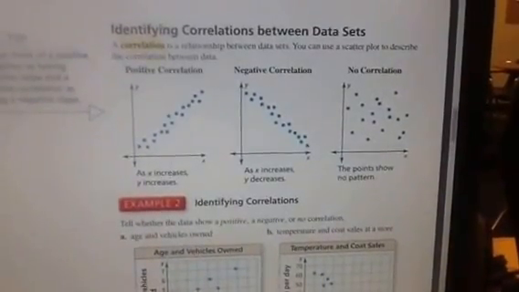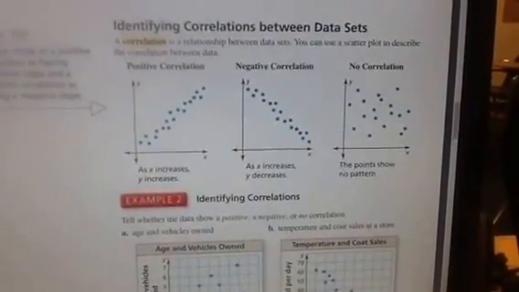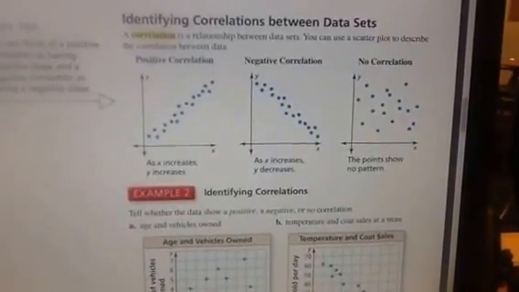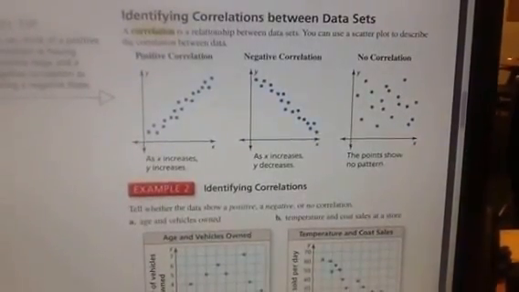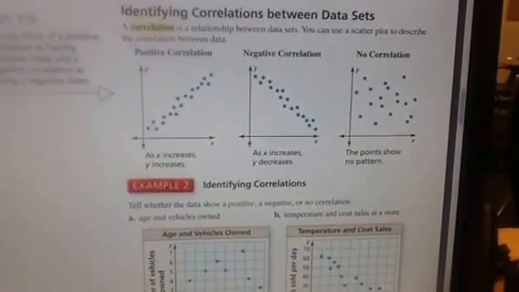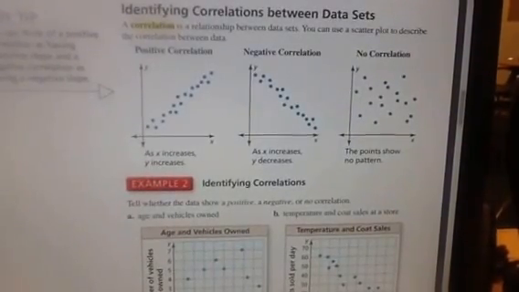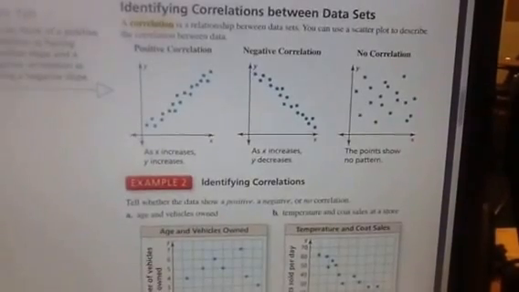Okay, now we're going to look at identifying correlations between data sets. Sometimes you can find a very specific pattern, and then we have names for that. So let me just read from the textbook. A correlation is a relationship between data sets. You can use a scatter plot to describe the correlation between data.